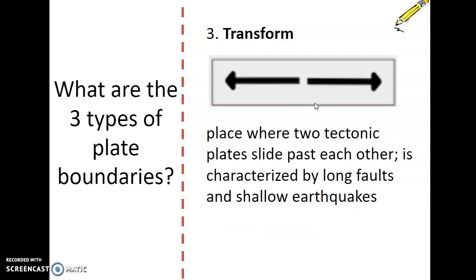The third type of plate boundary we're going to touch on is a transform plate boundary. This diagram may be a little confusing and may make you think of divergent, but this is actually where two tectonic plates slide past each other, and this is characterized by long fault lines and shallow earthquakes.